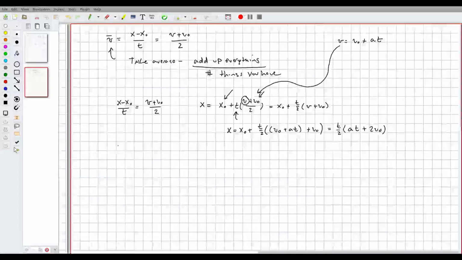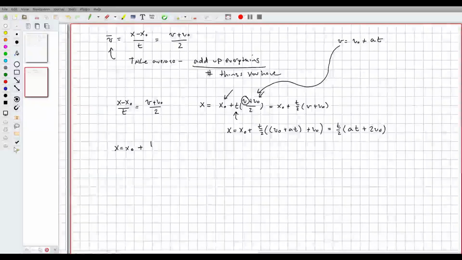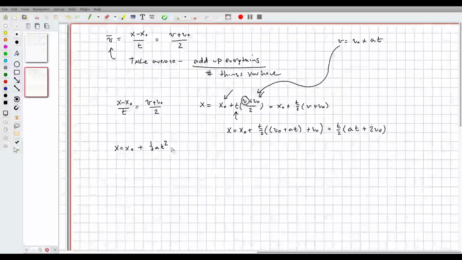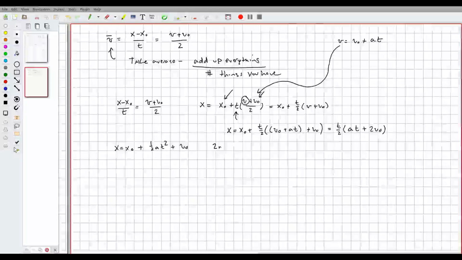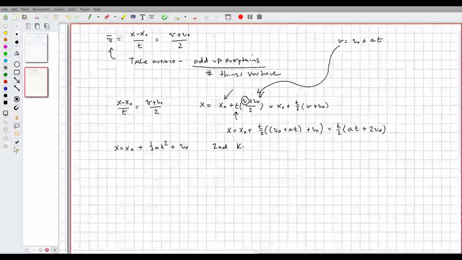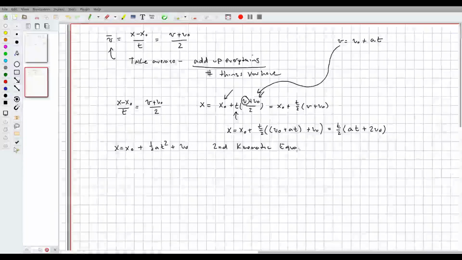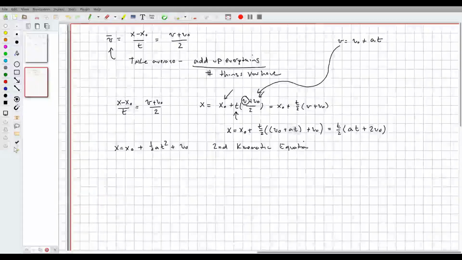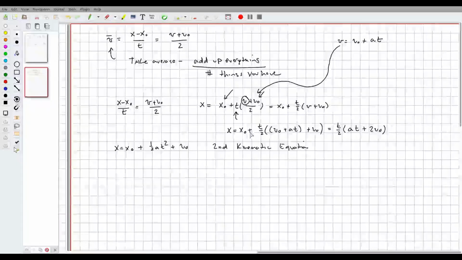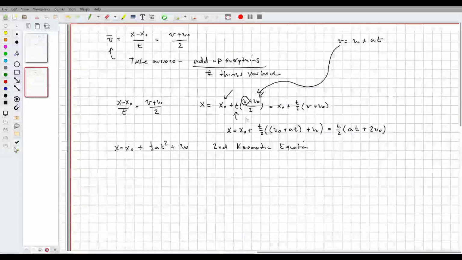When you do that, you get x is equal to x naught plus 1/2 AT squared plus V naught T. This right here is the second kinematic equation. So, we have two kinematic equations so far. What I'd like to do is to get a third kinematic equation that helps us eliminate time.